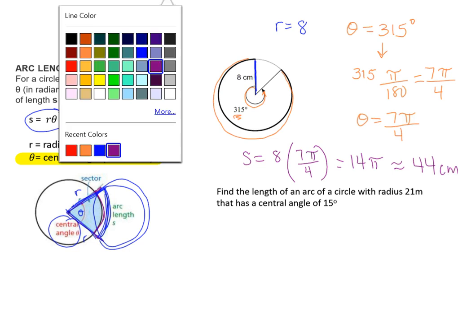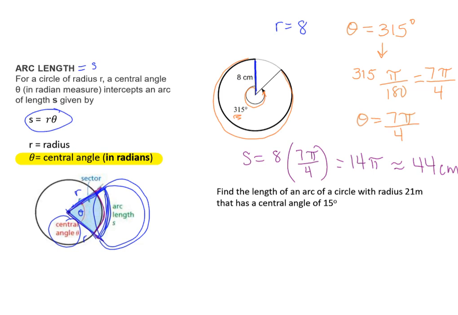Okay, this next one says, find the length of an arc of a circle with a radius of 21, got our r, and a central angle of 15 degrees. So theta equals 15 degrees. Have to change that. Got to turn it into radians, which is pi over 12, I think. Yeah, pi over 12.